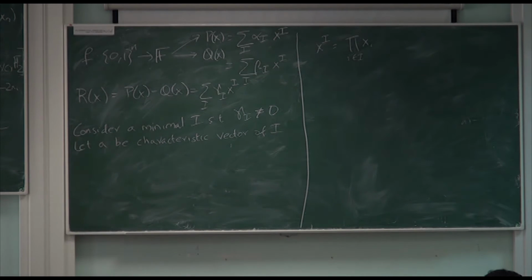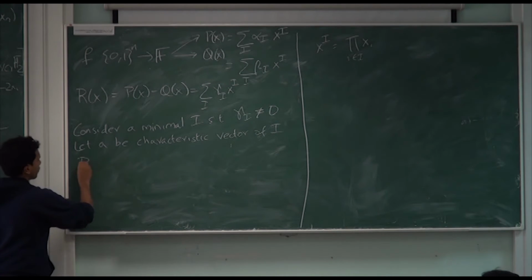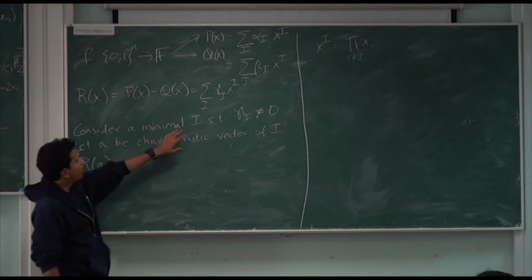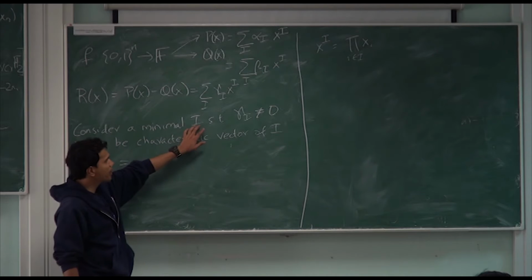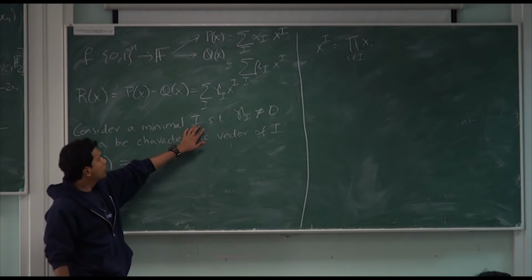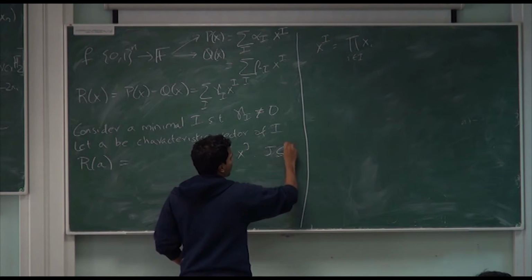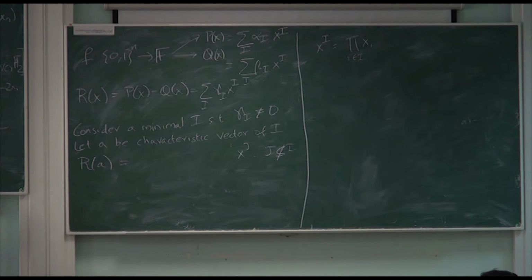Okay. So what can I say about R of A? Right. So what can I say? Well, I'm evaluating R at the point A such that A is non-zero exactly at the locations inside I. So if I look at any monomial x_J where J is not contained in I, right, the corresponding monomial evaluates to 0, right? Because I'm taking the product of all the variables in J, and J contains a variable that's not in I. All these variables are set to 0, so every such monomial evaluates to 0, right?